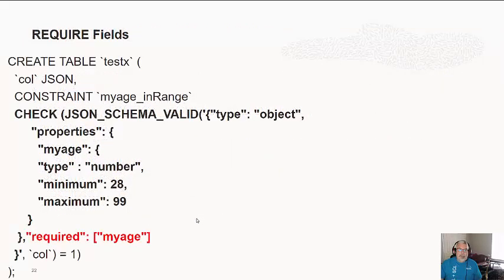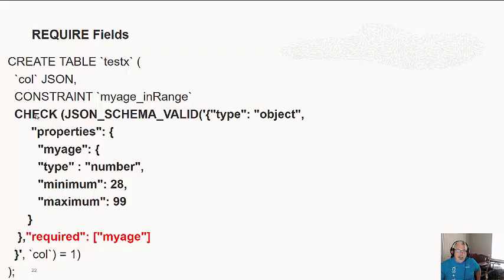Now, if you want a required field, all you have to do is add another property saying this is required and give the key that you want to have required. Now, this isn't a constraint check. So in here, we're creating a table. We have a column named COL, very creative there, Dave, of type JSON. And we're going to have a constraint, which we're going to call myAge in range. By the way, when you create constraints, I recommend giving them a name. Otherwise, you get constraint number 4 failed. Well, what's constraint number 4? That doesn't give you an obvious clue.